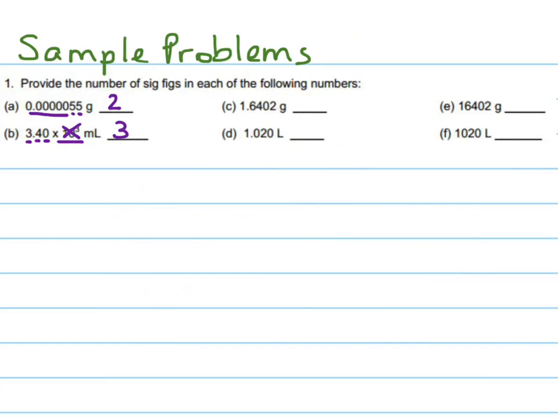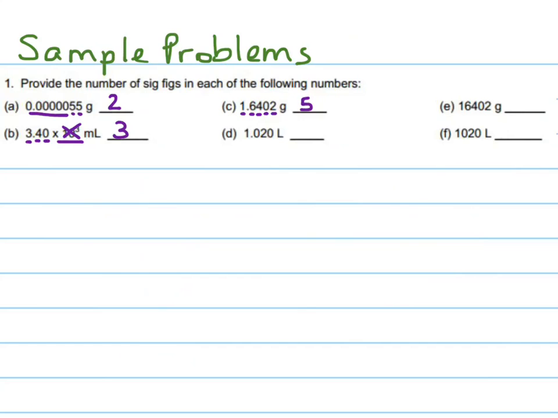In example C, we have 1.6402 grams. So again, we have 1, which is non-zero, 6 is non-zero, 4 is non-zero, and this 0 is between the 4 and the 2, so it is also significant, and the 2 is significant. So we have 5 significant figures.